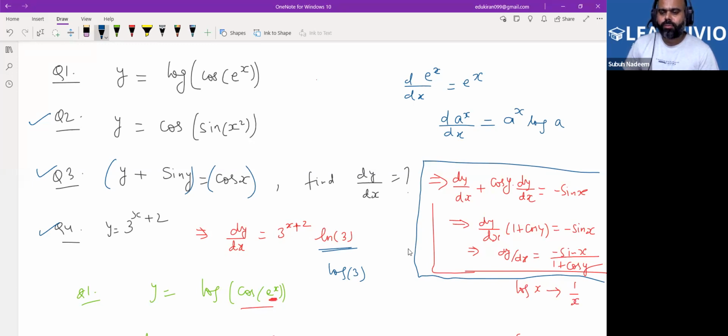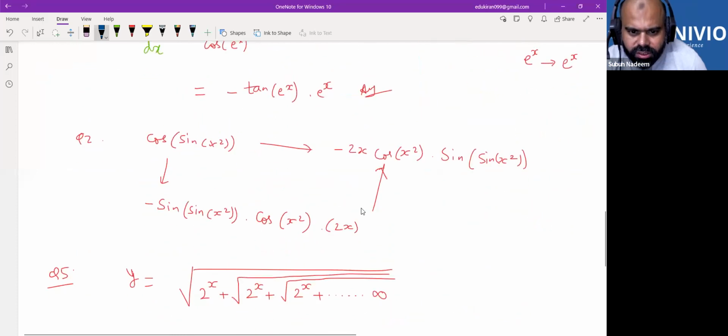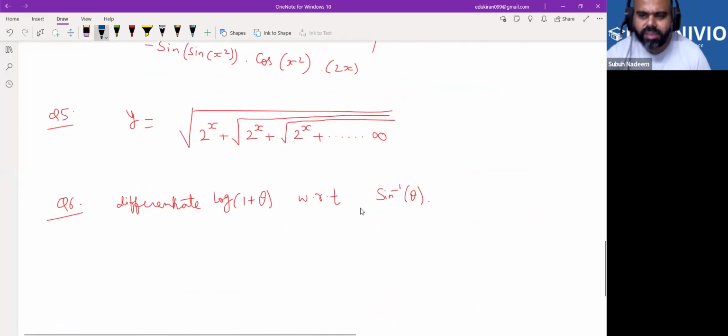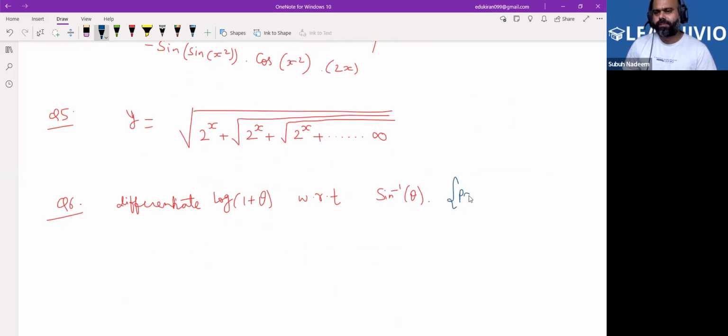Yes, sir. So next two questions, just try these two questions, 5 and 6. This is called parametric differentiation. So what we do here basically, first, fifth one is not parametric. Fifth one is something different. You have to think about it.